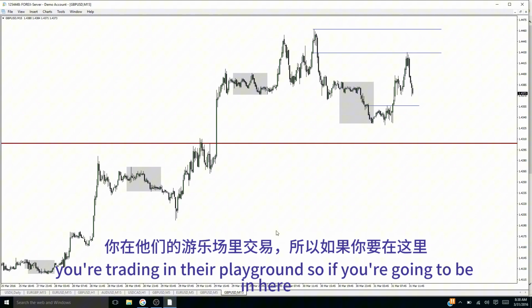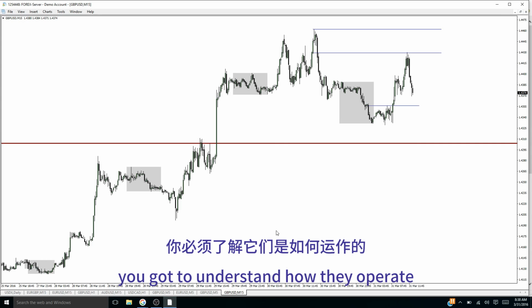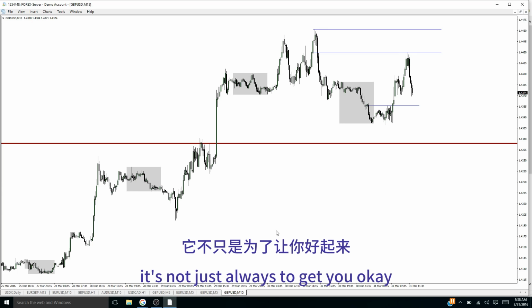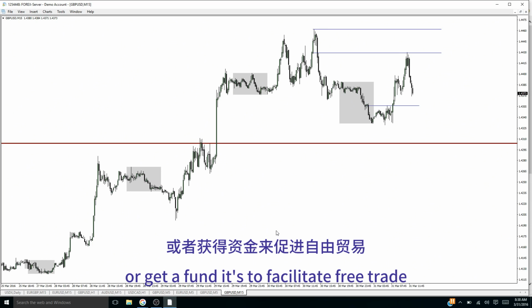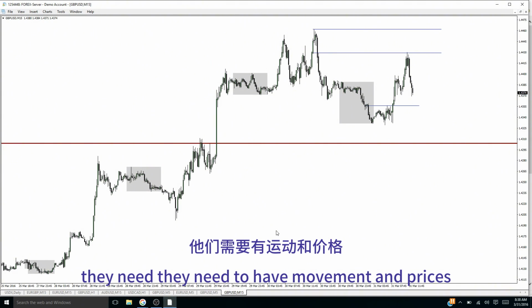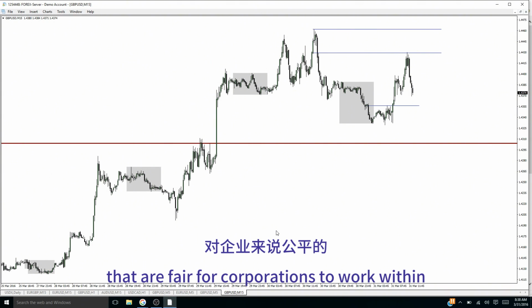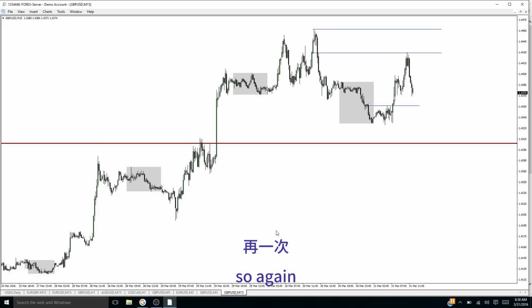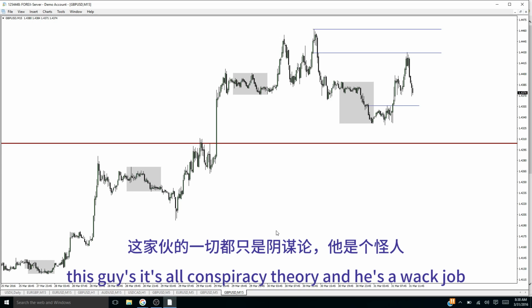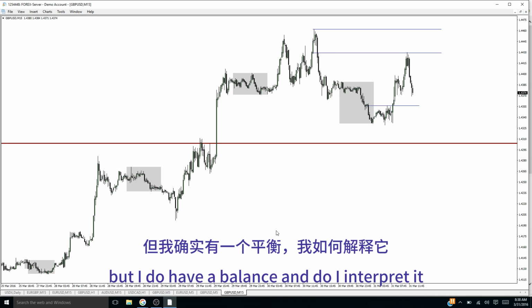Well, you're trading in their playground. So if you're going to be in here, you've got to understand how they operate. How they thrive is to push price around. It's not just always to get you or get a fund. It's to facilitate free trade. It's also to establish business transactions that are global. They need to have movement and prices that are fair for corporations to work within. So again, I can vilify it and make everyone just turn their nose to it and say, well, this guy, it's all conspiracy theory and he's a whack job. But I do have a balance in the way I interpret it.